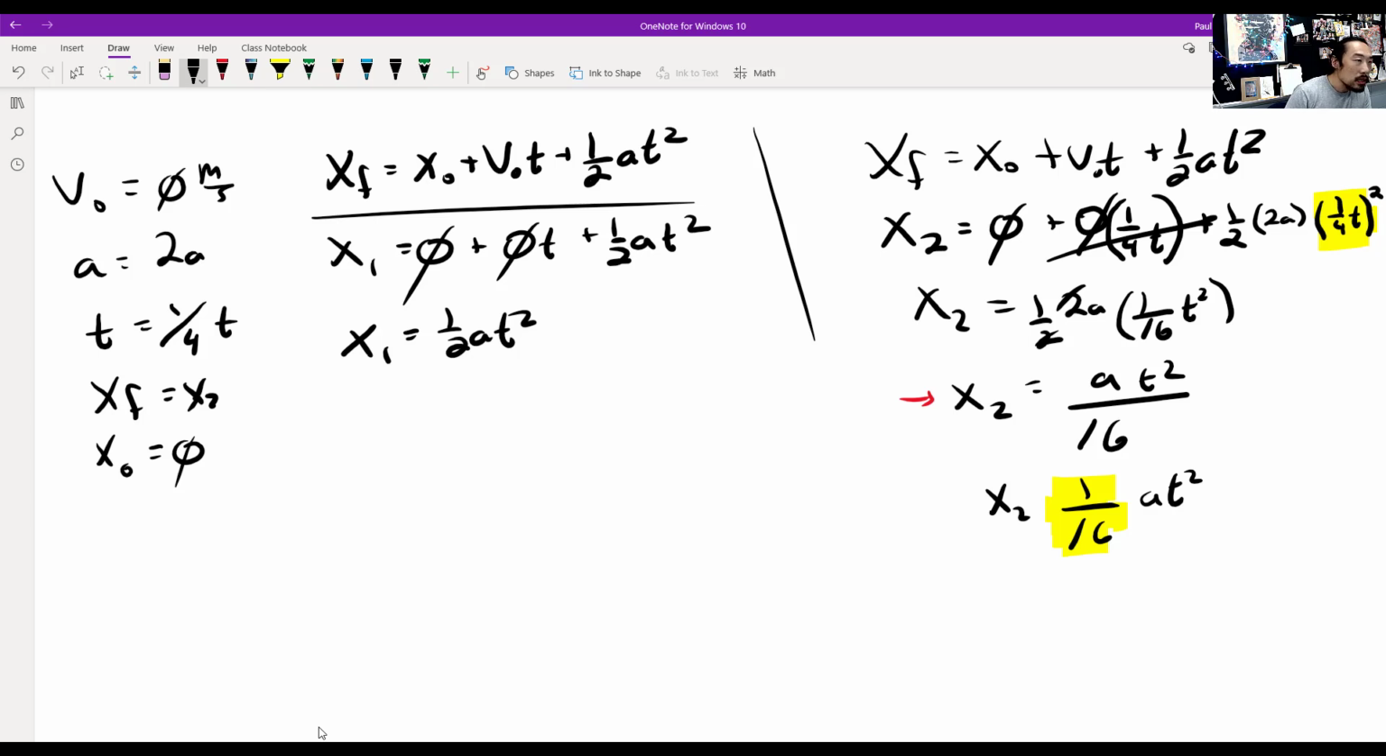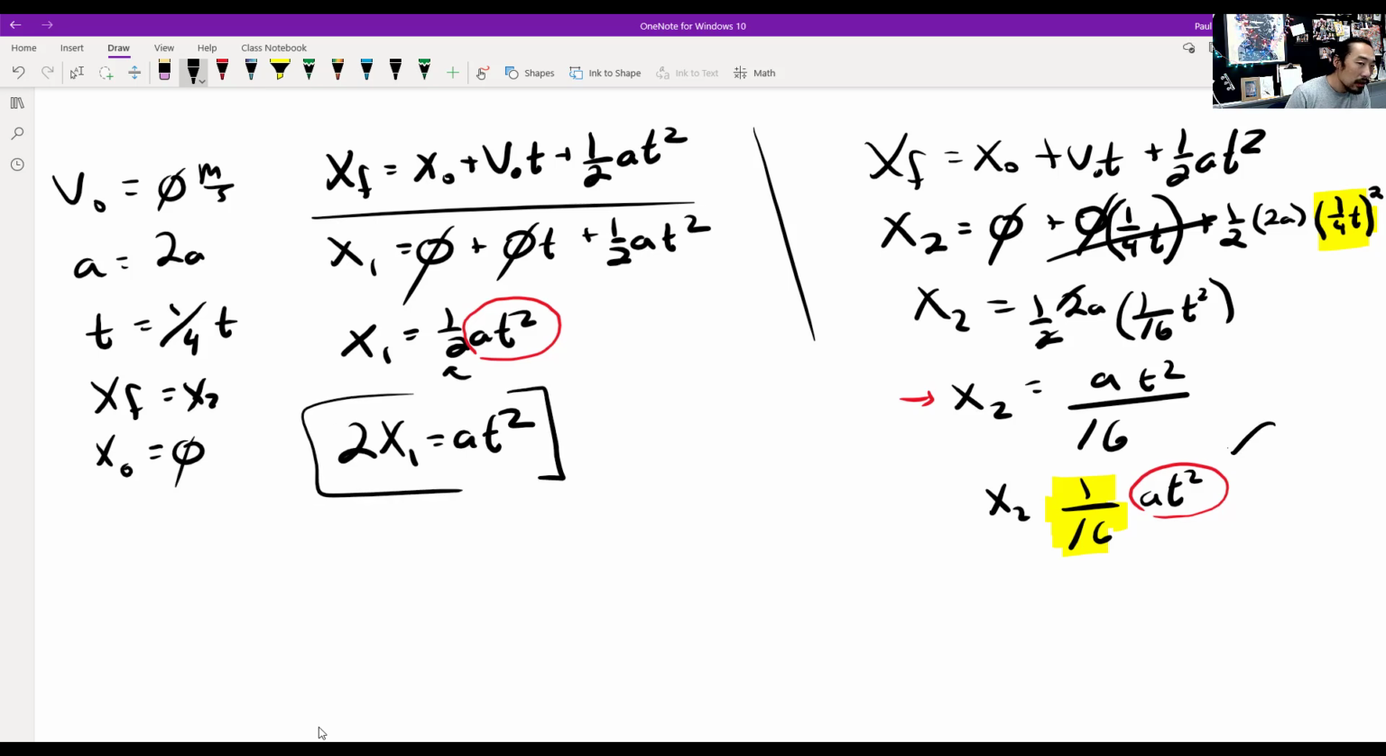So if I compare these two together, I know that they both share at squared. So I want to make that my substitution into here. I can't just immediately substitute in at squared because I have this 1/2 here. So I'm going to make sure that I know what at squared is equal to. In this case, I'm going to multiply 2 by both sides. I get 2x1 is equal to at squared. That way I can substitute this directly into there.